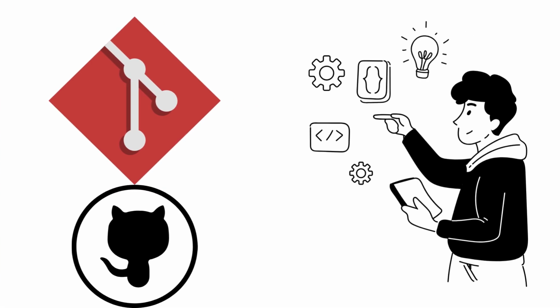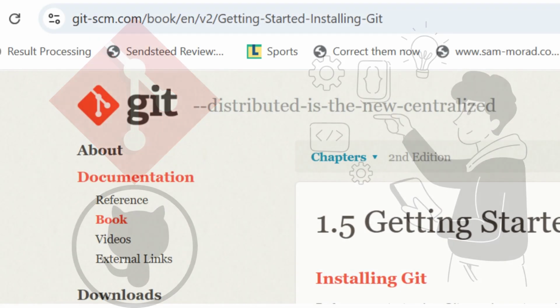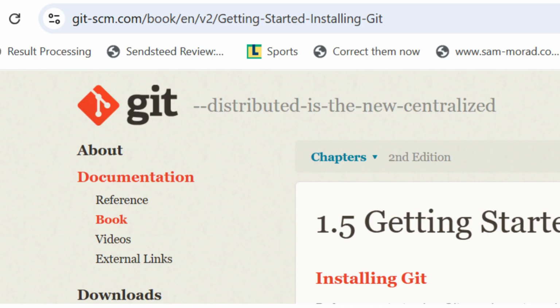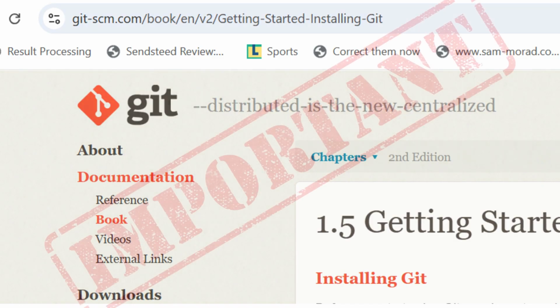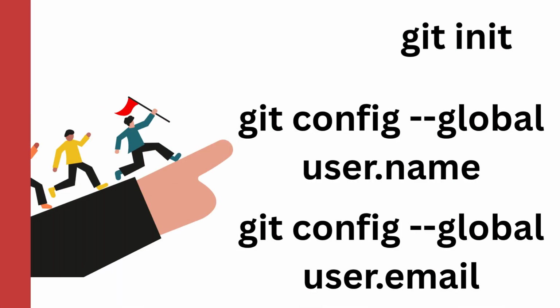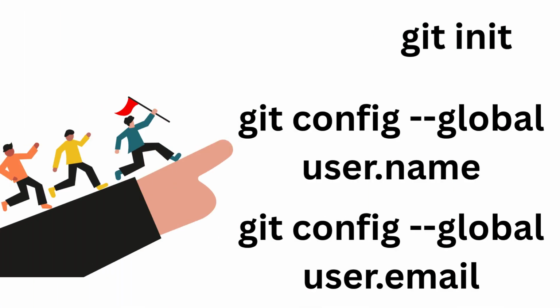To manage my code and collaborate well, I use Git and GitHub. I installed Git from git-scm.com. Then I configured it using the terminal. There are three commands you must always observe when working with Git. The first is git init. The second is git config --global user.name. And the third is git config --global user.email. This links my Git installation to my GitHub account.